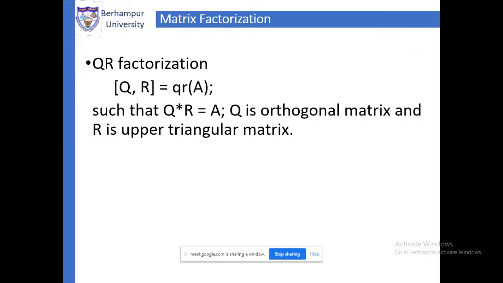Then QR factorization, where Q is the orthogonal matrix of A and R is the upper triangular matrix of A. If you go for a QR factorization, the orthogonal matrix times the upper triangular matrix always gives the matrix. For that, you can find out what Q and R are. To find Q and R, I write it in this form: [Q, R] within square brackets, is equal to qr(A). So that will find Q and R.